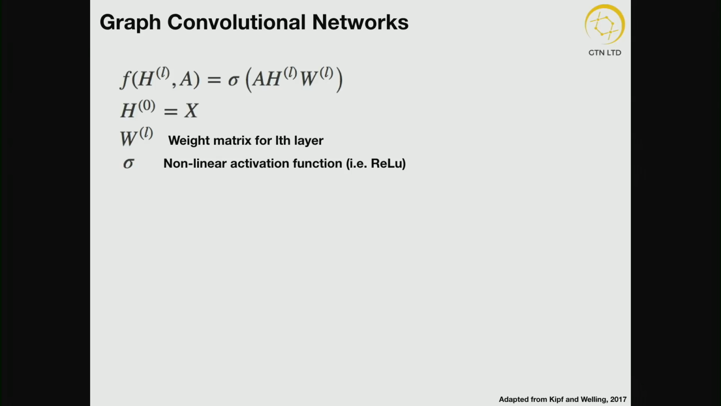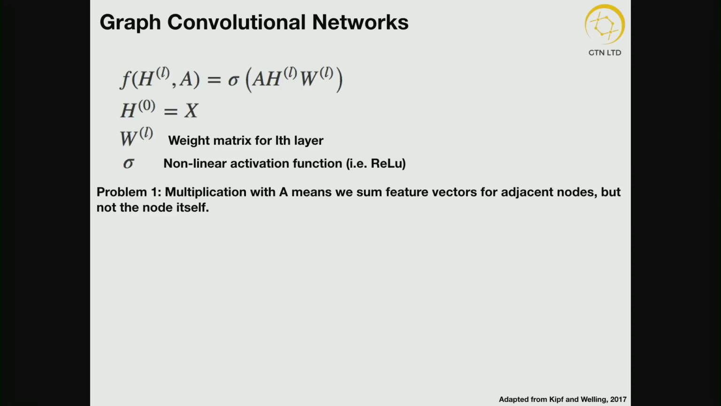This would be the most basic layer propagation rule you could construct with this, which is already somewhat powerful. Here you just have your weight matrix and a nonlinear activation function like a ReLU. But there are two problems with this propagation rule. The first is that multiplication with A means that you're summing features from adjacent nodes, but not from the node itself. The simple solution is just adding the identity matrix to the adjacency matrix, which forces it to sum features from the node that you're applying the convolution to.